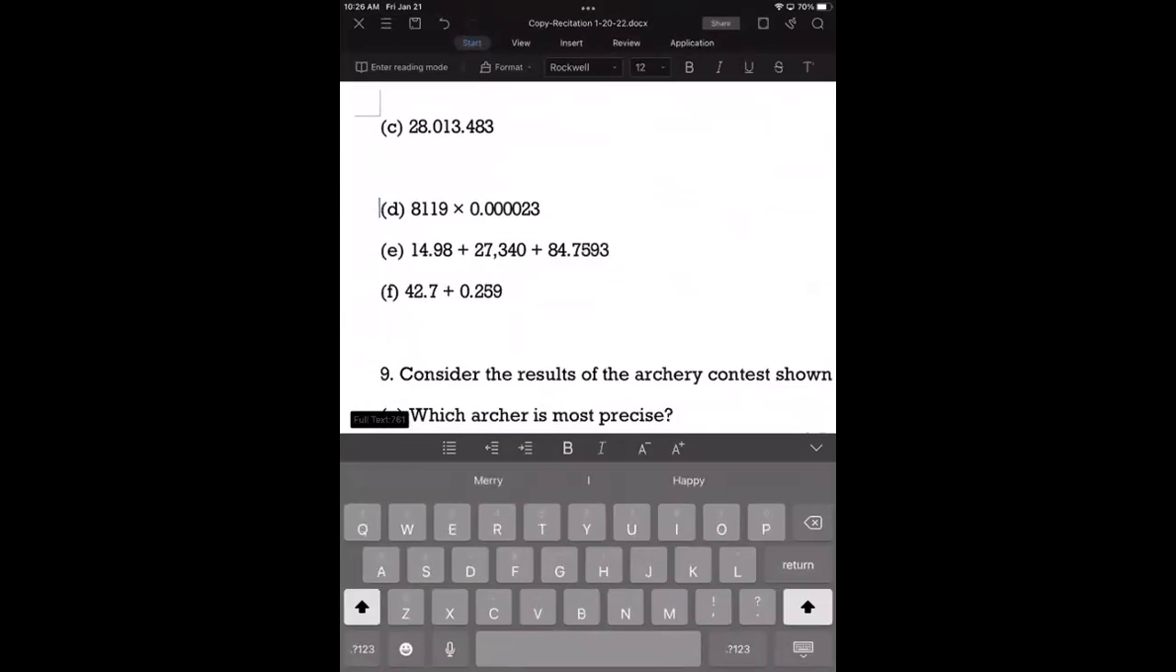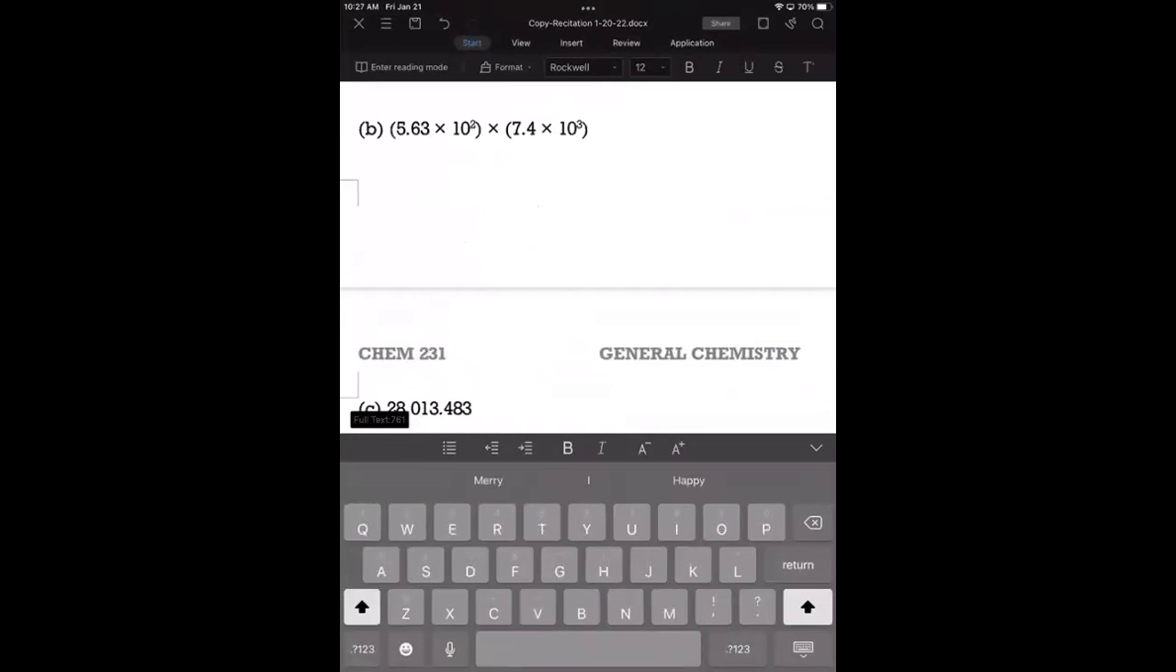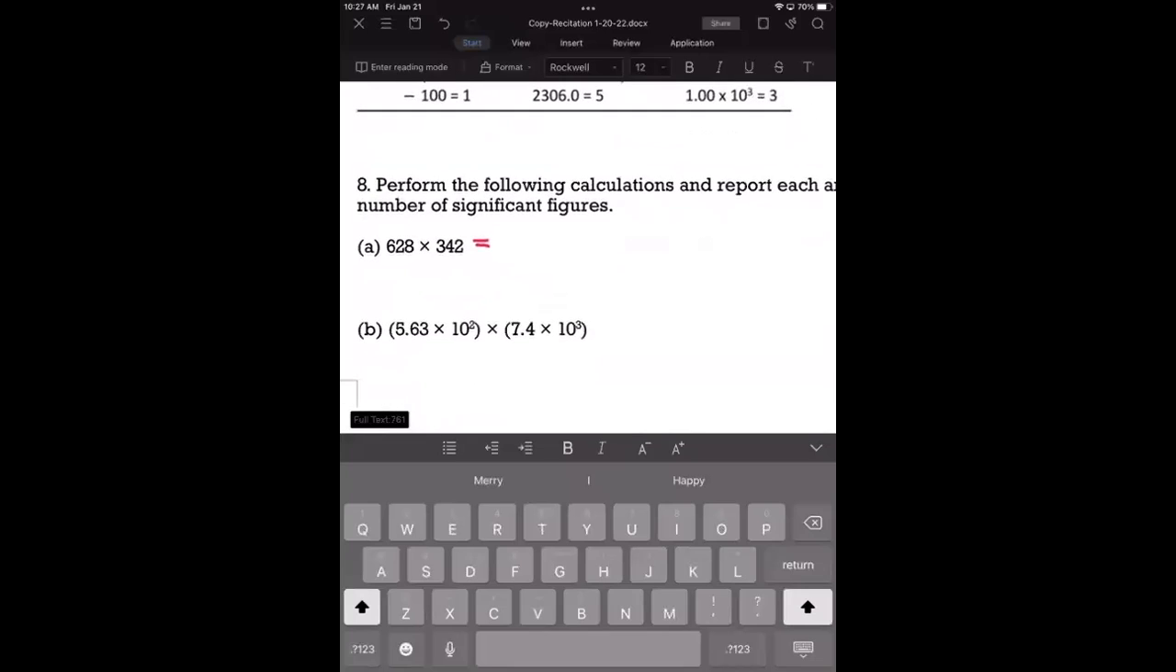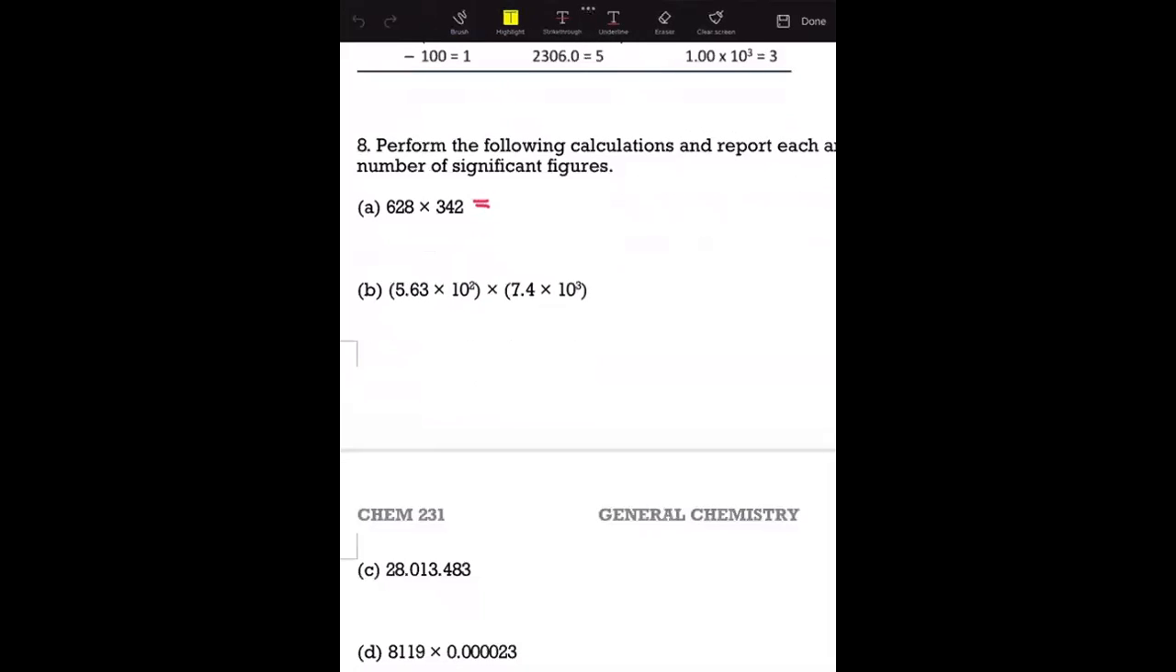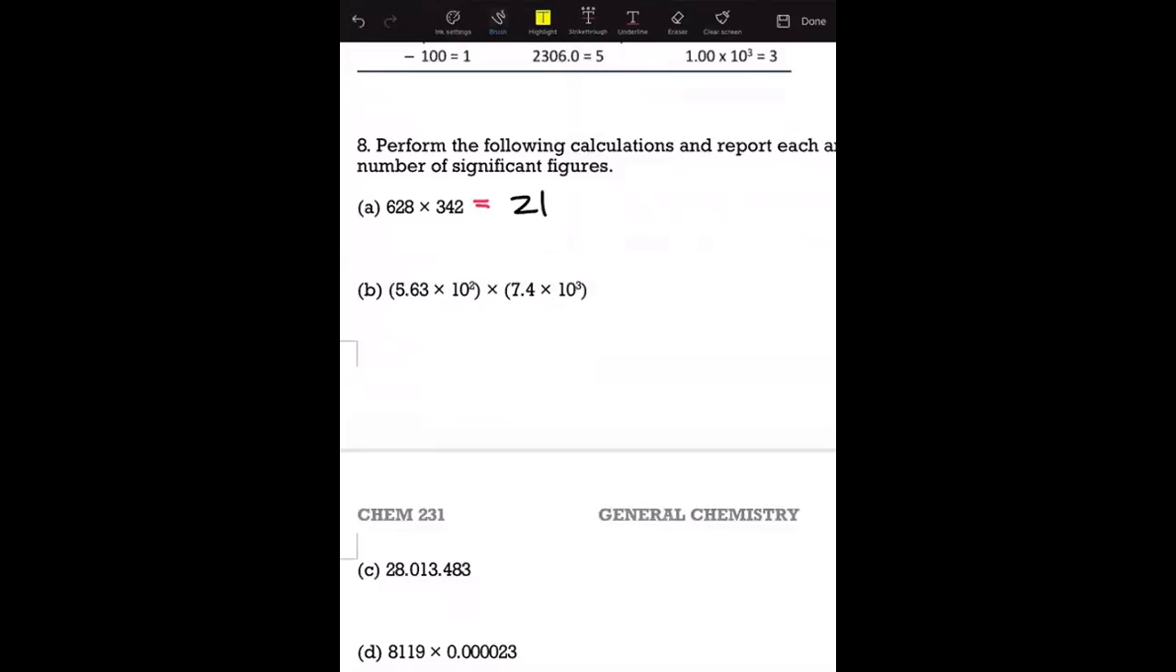Anybody got it yet? The first one? 214,776. All right, let's go back up. Yeah, that one. So 214,776. All right, great. Thank you. 214,776. Is that right? Yes, sir, that's right. Okay, I just want to make sure.